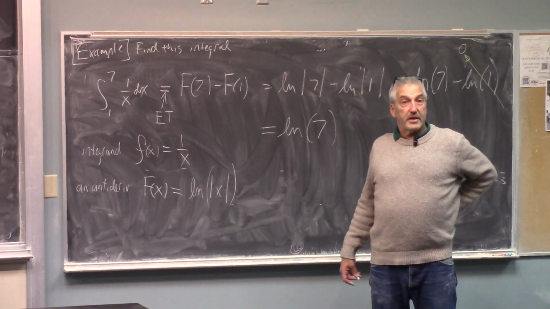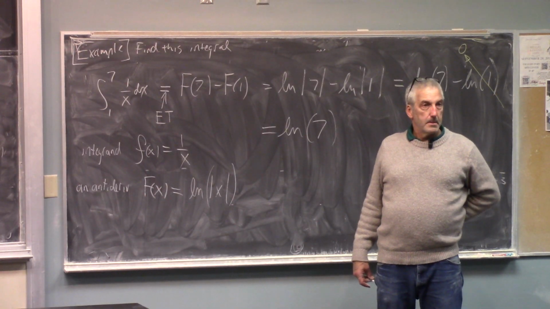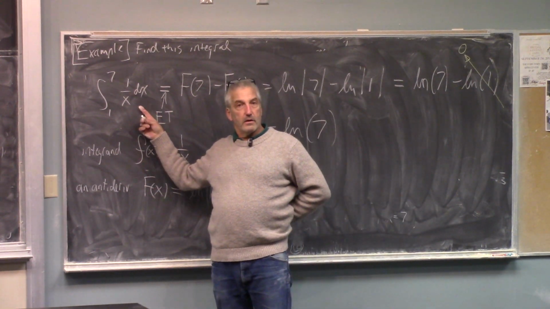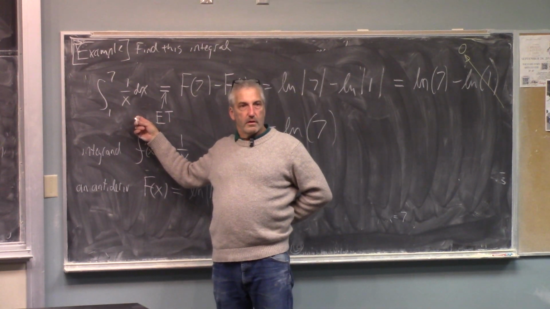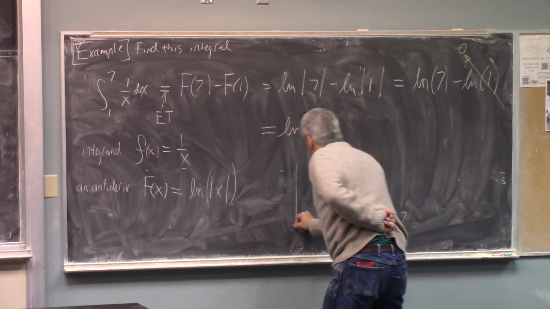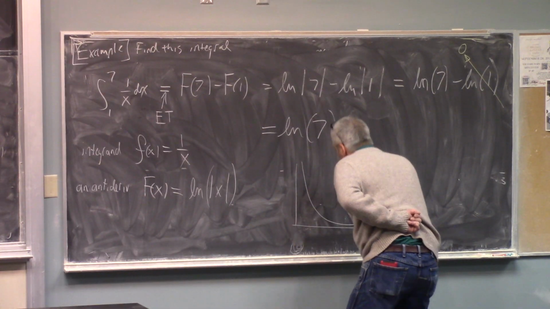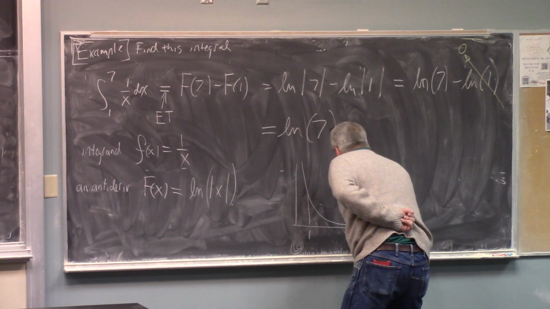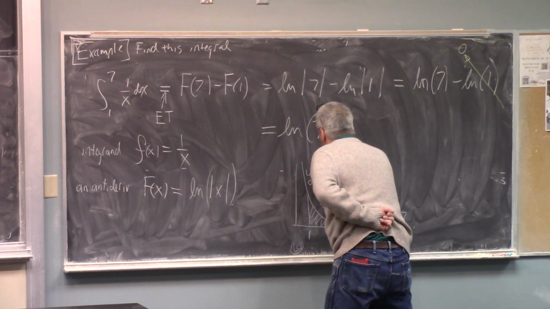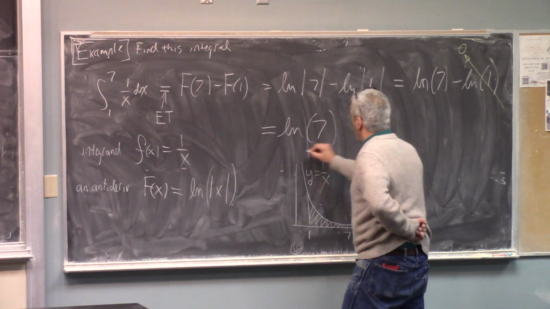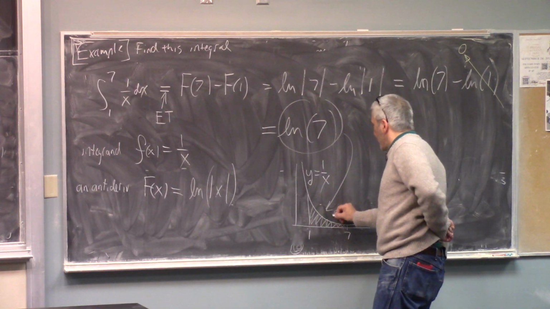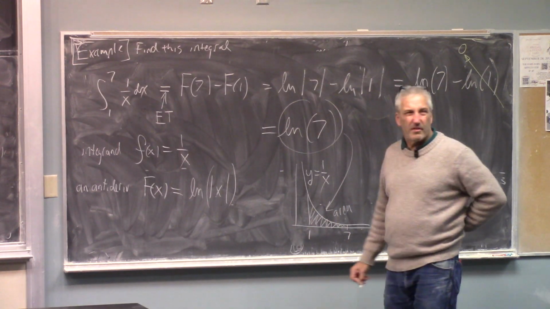Let's make a picture of ln of 7. How would we illustrate this result? Well, this would be the signed area under the graph of 1 over x, from x equals 1 to x equals 7. So a picture of this number is this. So this number is the value of that area. Does that ring a bell?